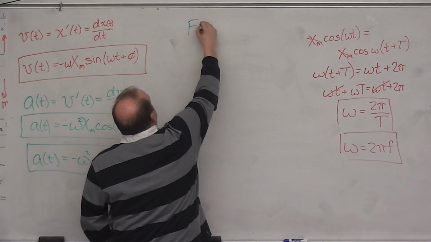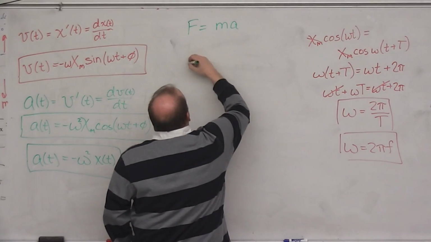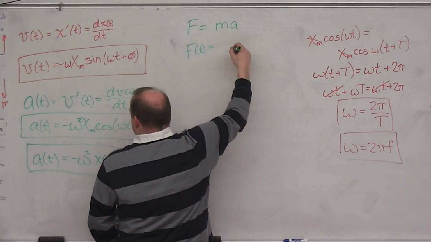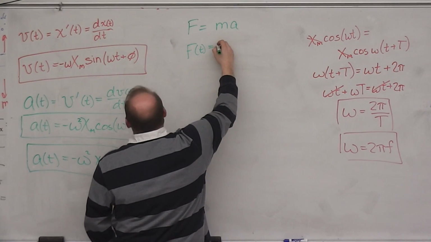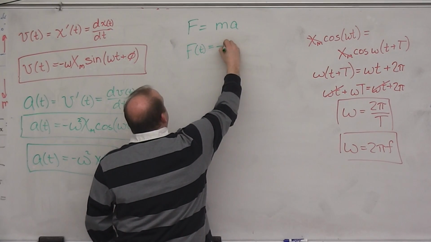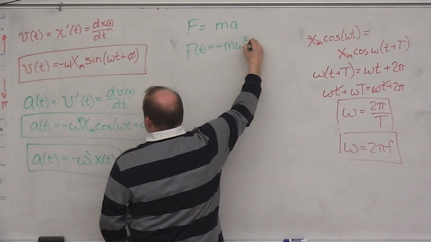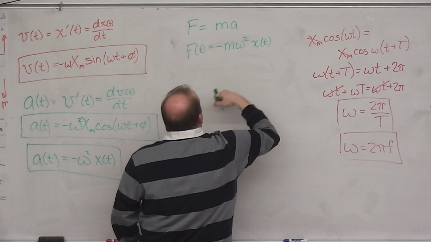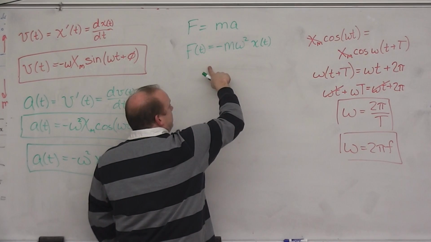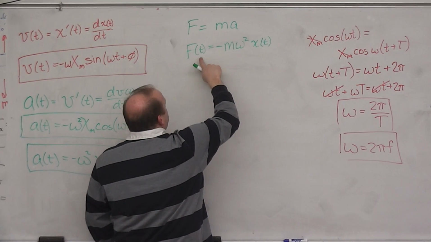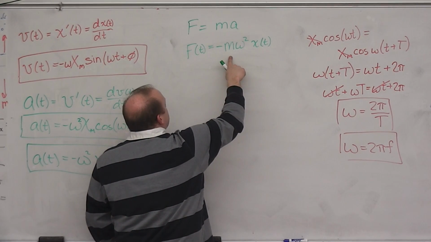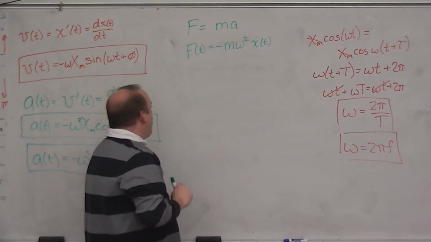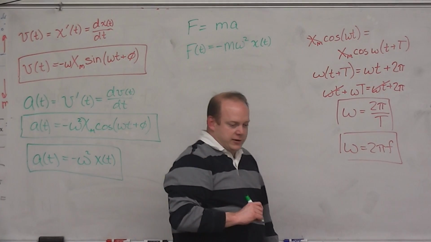So now, F is equal to ma. So now the force as a function of time we can say is negative m omega squared x of t. Okay? This is very similar to centripetal force, F is equal to m omega squared r. Very similar. Or you could write out what the whole x of t is as well.